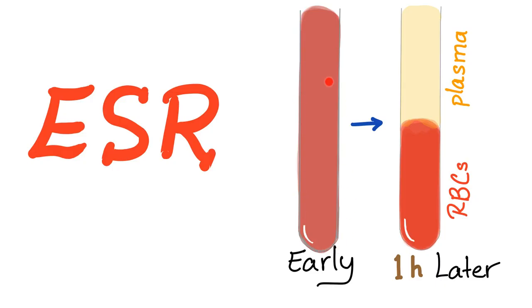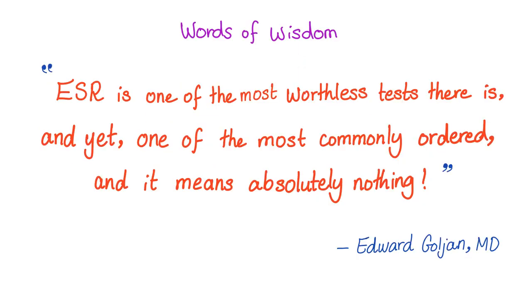So today, let's talk about ESR, a garbage test. Just get your blood in a test tube and wait for like an hour. The red blood cells are gonna sediment. You get your ruler that you used to use in 5th grade and measure this distance, and boom, you have your ESR. Useless. Words of wisdom: ESR is one of the most worthless tests there is, and yet one of the most commonly ordered. And it means absolutely nothing. I love it. Is this how we're gonna start a video about ESR? Yes, indeed, because it's garbage. Mostly.